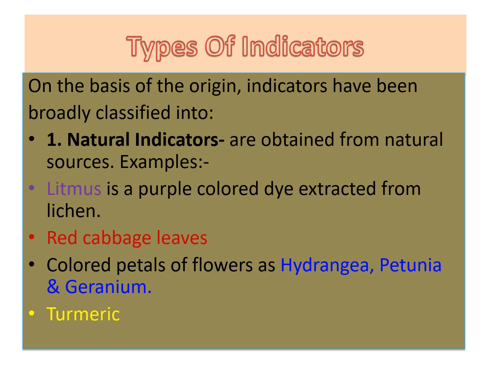On the basis of origin, as we have discussed, indicators have been broadly classified into two types. The first are the natural indicators, which are obtained from natural sources. A very common example, बहुत बचपन से सुन रहे हैं, litmus, red litmus, blue litmus. So litmus is not a synthetic one, it is a natural indicator. It is a purple colored dye extracted from a lichen. So what are lichens? They are a symbiotic association of algae and fungus.